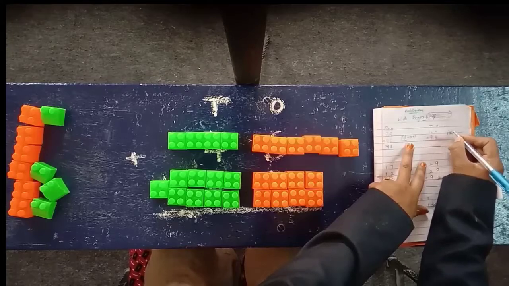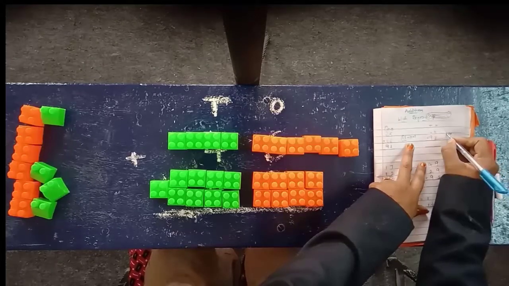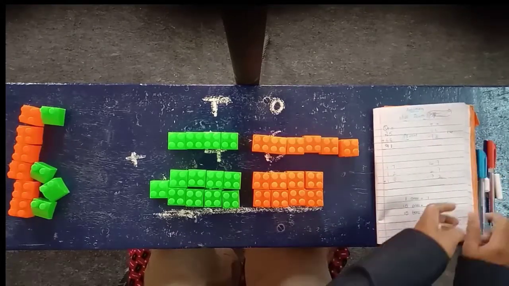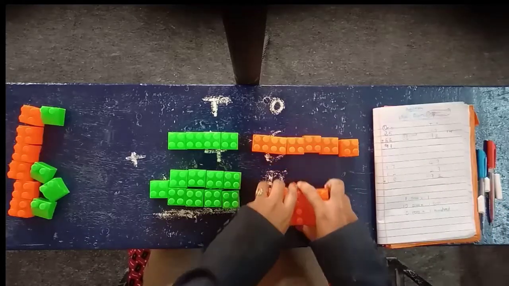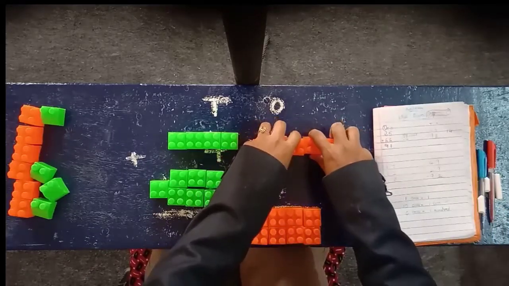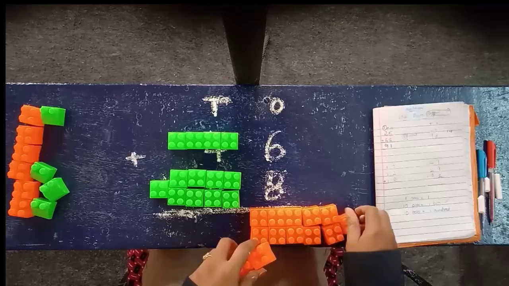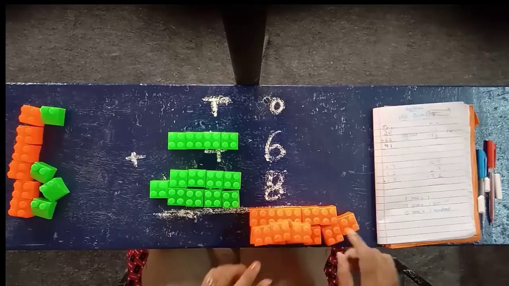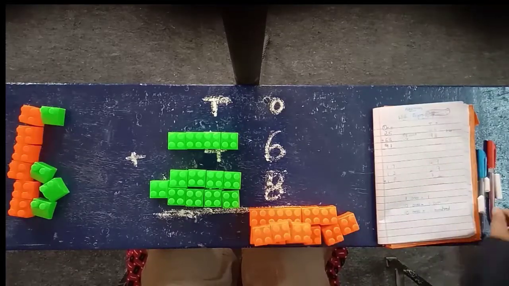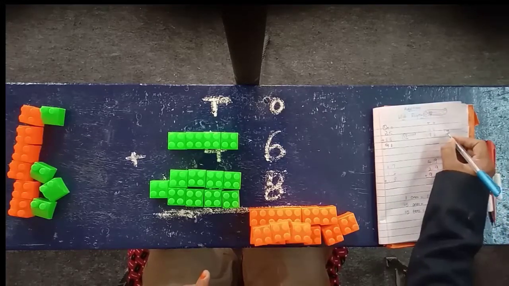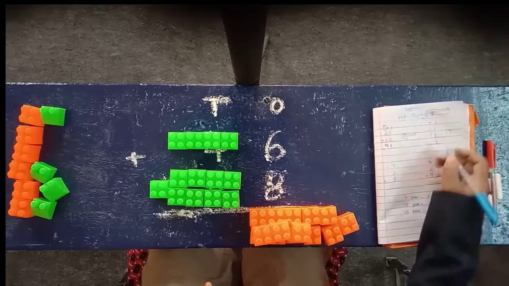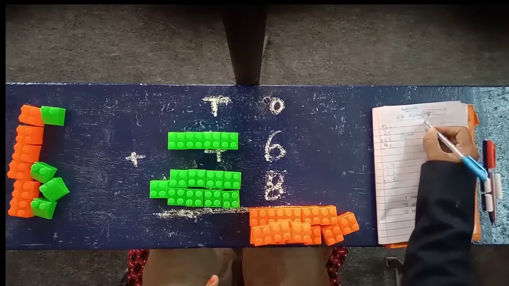Here 4 ones and 1 tens. 1 tens. Here you see 14. 14 I am taking here. Here you see, children, 14 I arrange here. So in that 14, the 4 I can take here as an answer, and this 1 I can take as a carry.